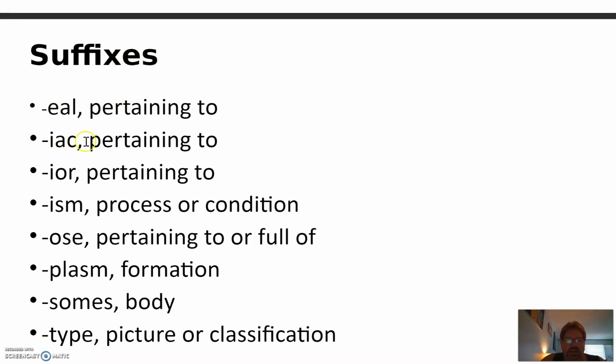Superficial. Then there are the suffixes: -eal, -or, all these are pertaining to, and you have to see them used to gain a bit of an understanding of that. -ism, process; -osis; -plasm; -some, body.